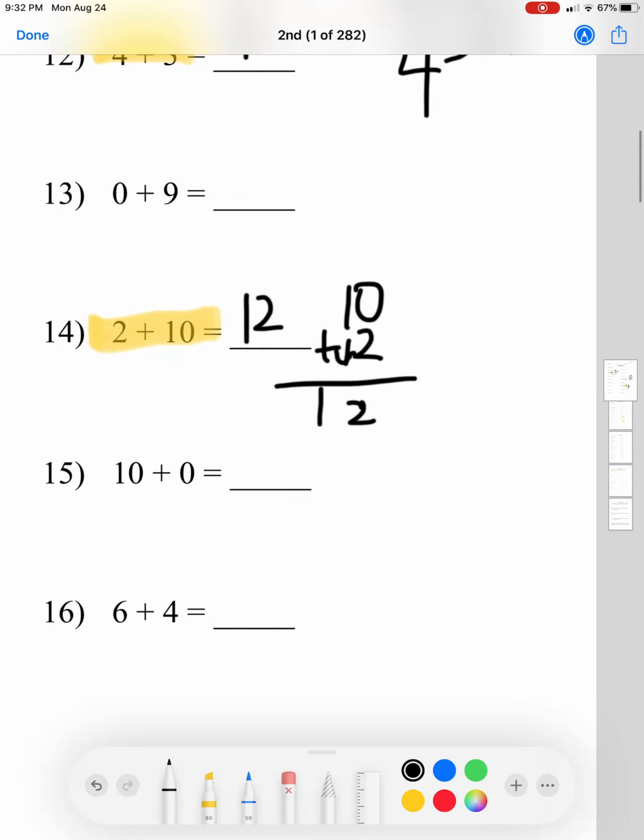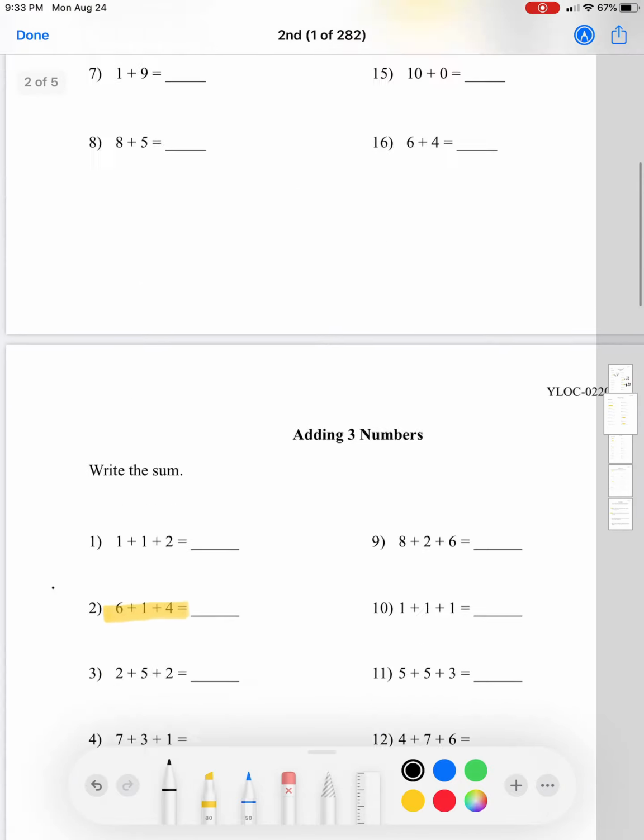You can do the same thing: 10, 11, 12. We have 2 steps here. This is 2. This is 12. Or you can draw 10 and 2 objects and count it all up and still get 12.